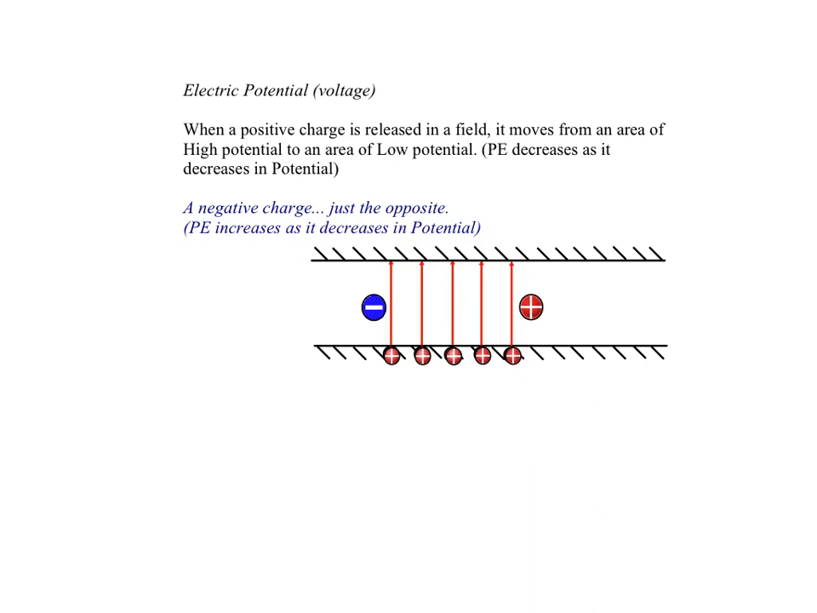Now, if I took a negative charge and I let it go in a field, well, then it'll be attracted to the positive, so the negative actually moves to a higher voltage or a higher electric potential if the field is allowed to do work on it.